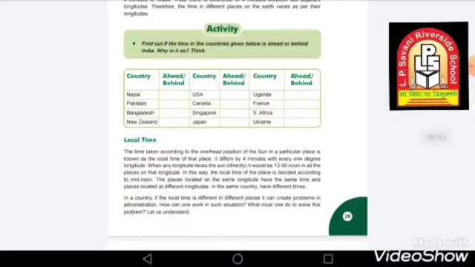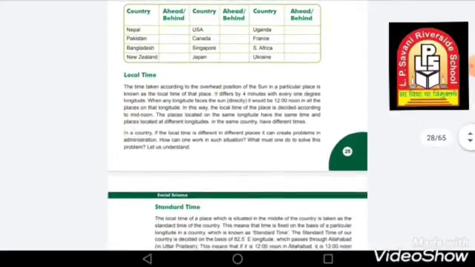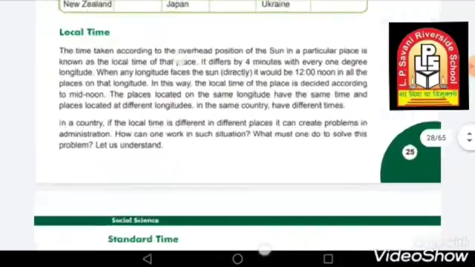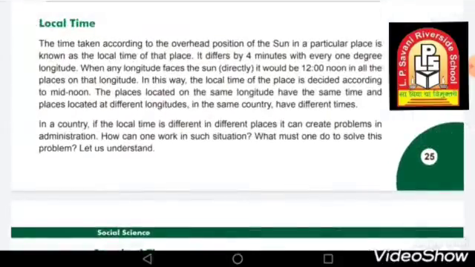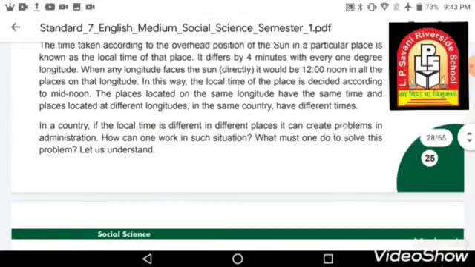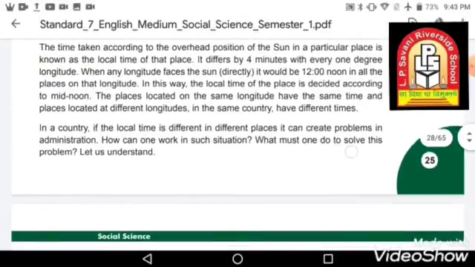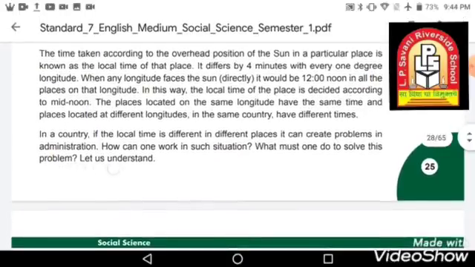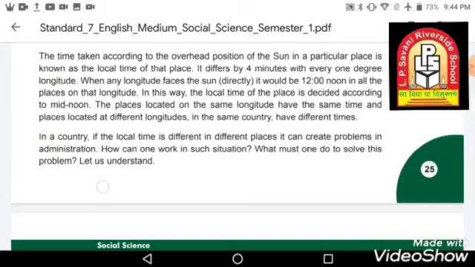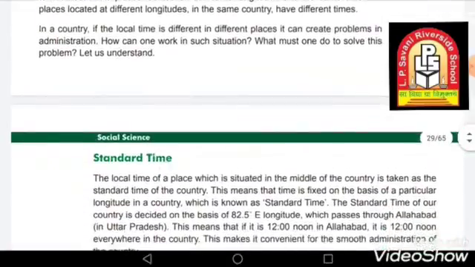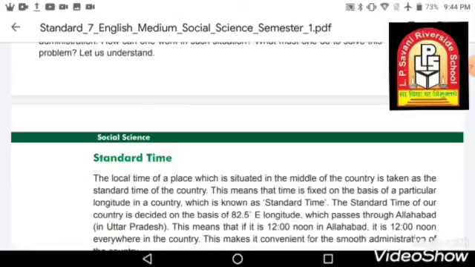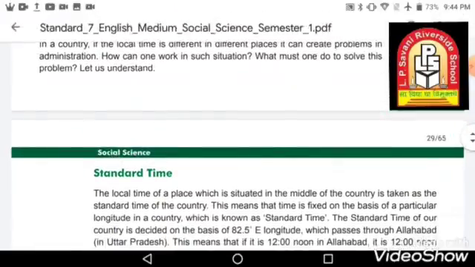To avoid that, one more thing was created: standard time, the time of that particular country. If the local time is different in different places in a country, it can create problems. If there were different times in a single country, that would create a problem. So how can we work in such a situation? What must one do to solve this problem? Let us understand. To solve this problem, standard time was made, and we are going to study this topic in our next class, right?